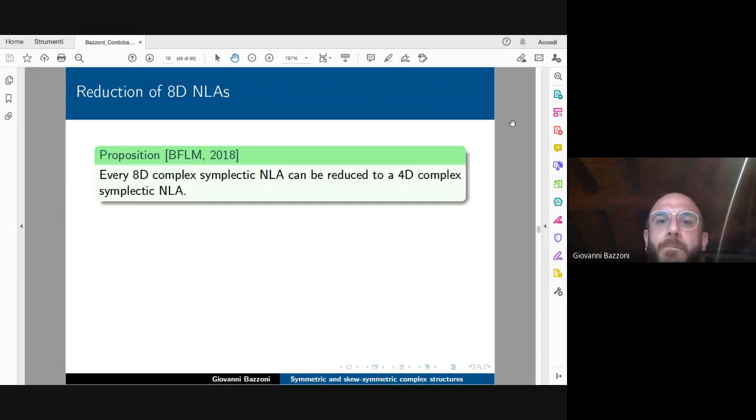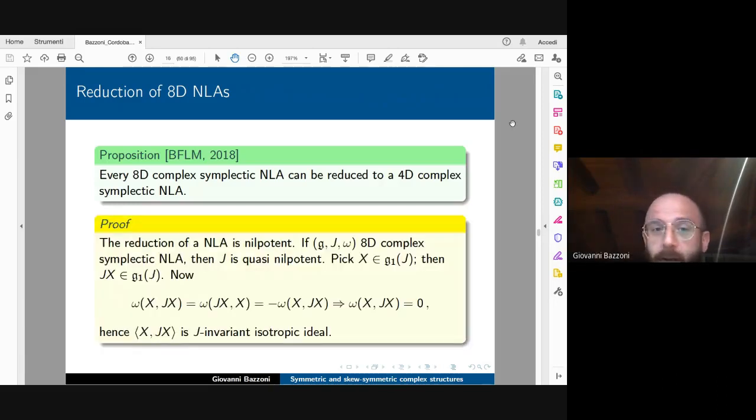Okay, so the upshot for us is this: if you have an 8-dimensional complex symplectic nilpotent Lie algebra, you can reduce it to dimension 4. Okay, and how do you do that? It's very simple. Well, the first thing you have to observe is that if you reduce a nilpotent Lie algebra, so if you quotient a nilpotent Lie algebra by something, you're again nilpotent. And if you start with some 8-dimensional complex symplectic nilpotent Lie algebra, then you know by our previous theorem that J is quasi-nilpotent.